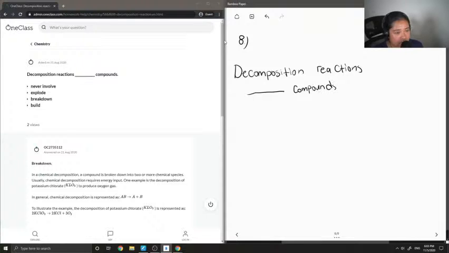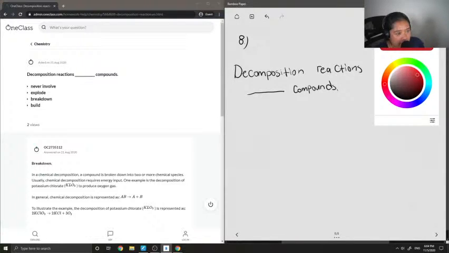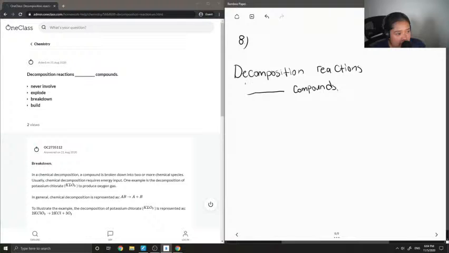So we have different options. Decomposition reactions never involve compounds, so we know that's wrong. Decompositions explode compounds, so that is not true either. Decomposition reactions break down compounds, so that is actually what we're looking for, but just out of curiosity, let's see the last one. Decomposition reactions build compounds. So that's not true. So the answer is break down.